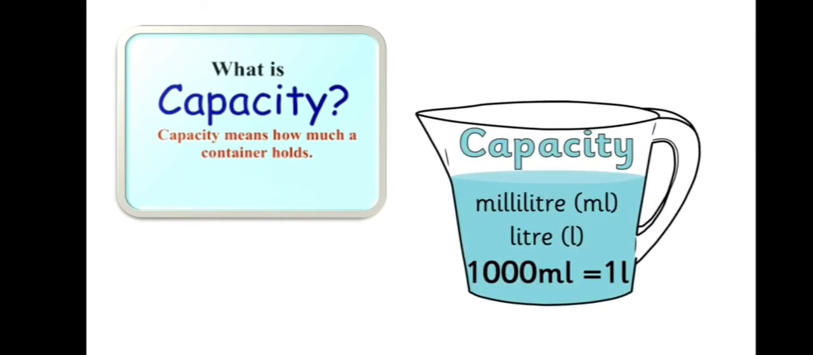What is capacity? Capacity means how much a container holds. Capacity is measured in milliliters, and we write a small ml for milliliter, and in liters, and small l is denoted for liter. 1000 milliliters is equal to 1 liter.